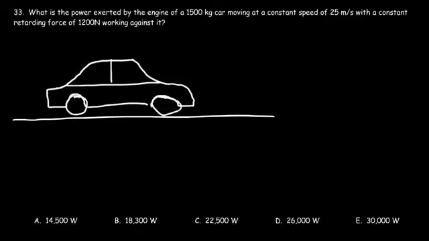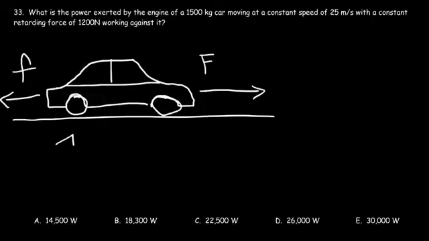33. What is the power exerted by the engine of a 1,500 kilogram car moving at a constant speed of 25 meters per second with a constant retardant force of 1,200 newtons working against it? So we have a picture of this vehicle. The engine is going to drive the car forward. And so capital F will represent the force that the engine applies to the car. Lowercase f, I'm going to use it to represent the retardant force, which slows down the car.